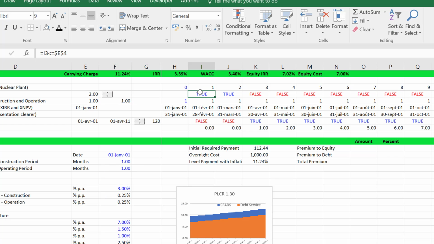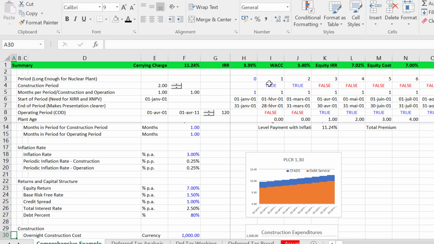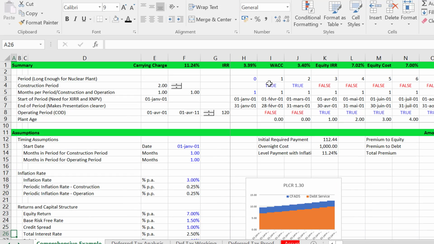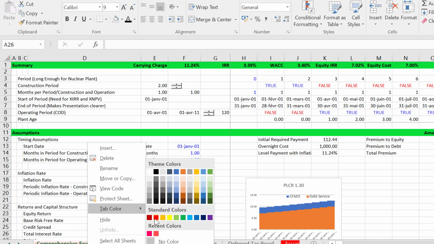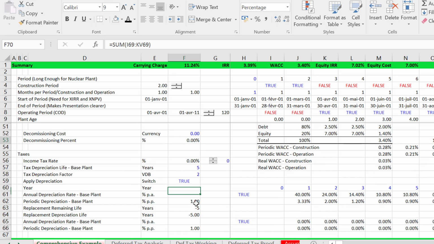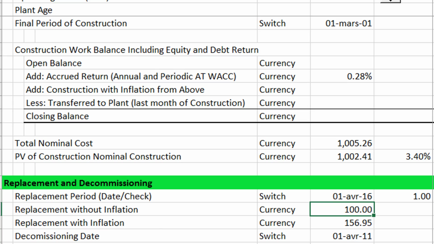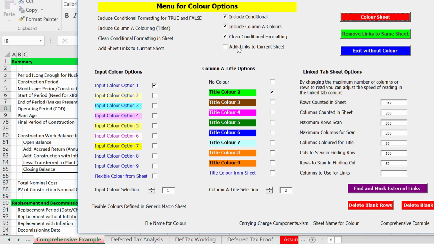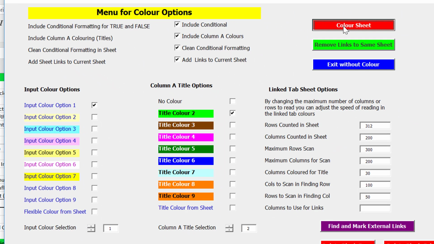Okay, so we colored everything. It put a conditional formatting in for the true and false, and it colored the inputs, the input assumptions we have. And if I wanted to color the direct links, for example, down here in all of our efforts to make it transparent, we just put equal G46. Maybe I want to make that red. Then we would press Shift-Control-Alt-C again, and you would add the links to the current sheet, and then you'd have to recolor it.